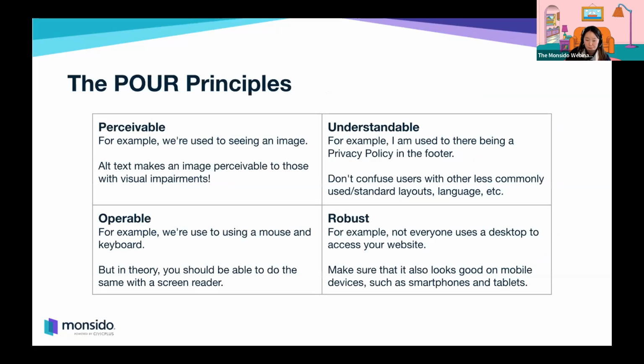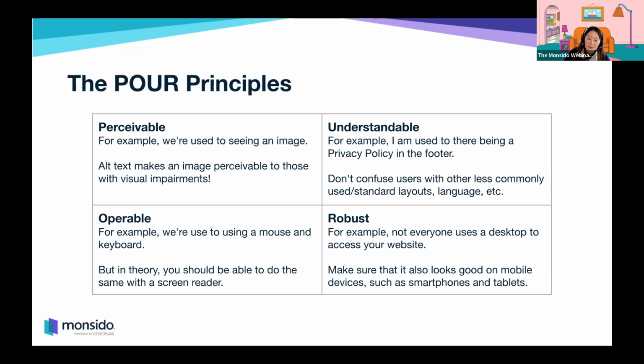There are 4 principles, so that's not a typo. There's actually 4 of them, but the first one is perceivable. We're used to seeing an image, and we know exactly what we're looking for once we see the Socceroos winning and passing through the round of 16 in the World Cup. But again, alt text with the images will help someone who has visual impairments to perceive the same thing as we would with our own vision.